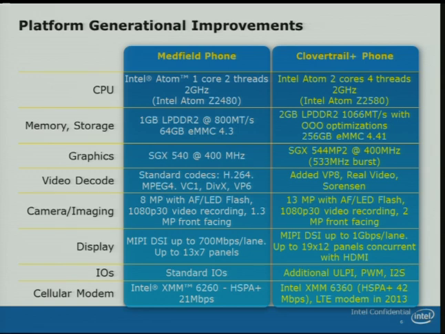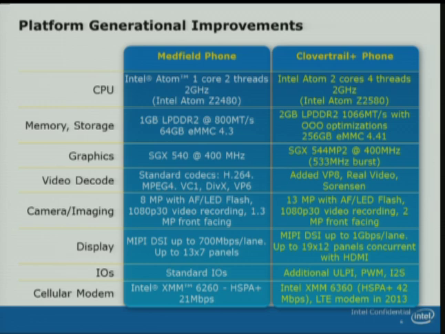Cellular modem support was up to 21 megabits per second using the Intel XMM 6260. With the Clover Trail Plus phone, the support is up to 42 megabits per second using the Intel XMM 6360, and the LTE modem support is coming soon.